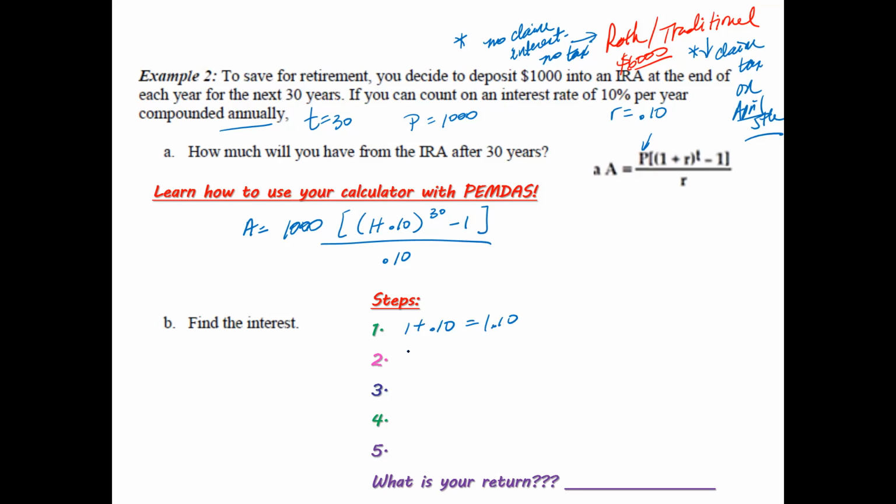Next, number 2, you're going to do 1.10 caret to the 30. So type that into your calculator.